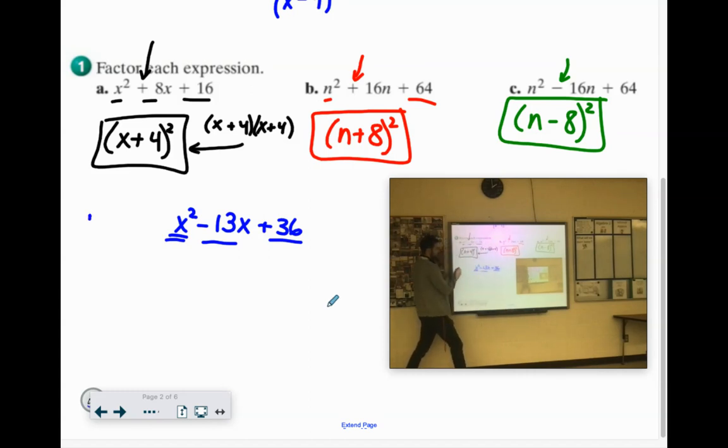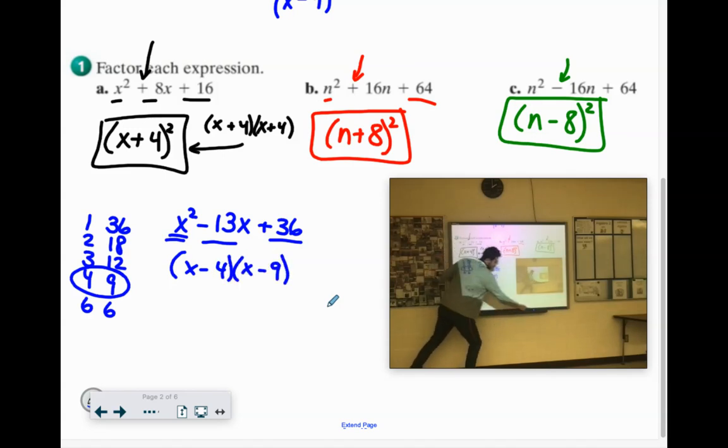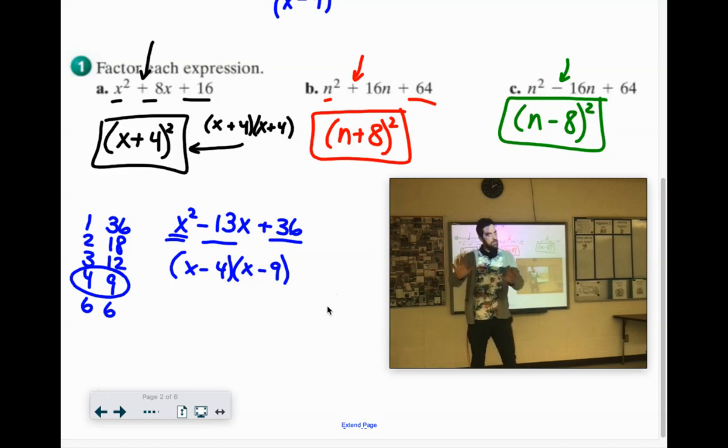If you think of the factors of 36, we're actually looking for 4 and 9. Those are the set that adds up to 13. So this one would not be a perfect square trinomial. So just be careful. Just because you can square root the first and last doesn't automatically make it one of those. So this one would factor to x minus 4 times x minus 9. Just be careful. That's the only reason I wanted to show you that.